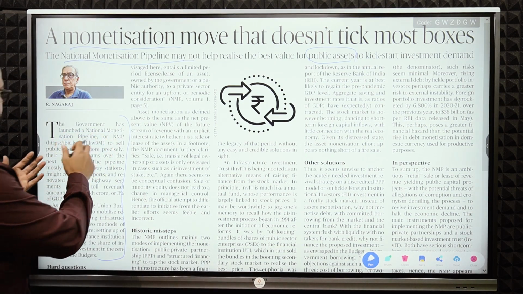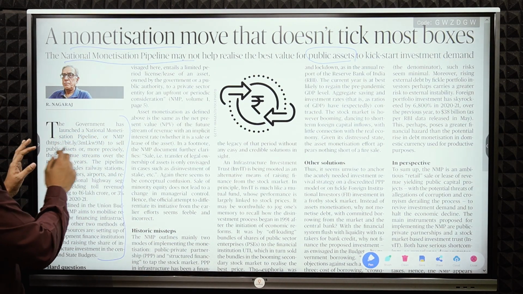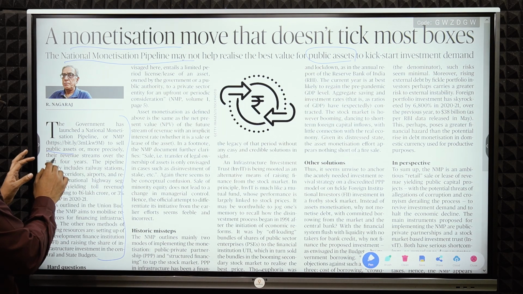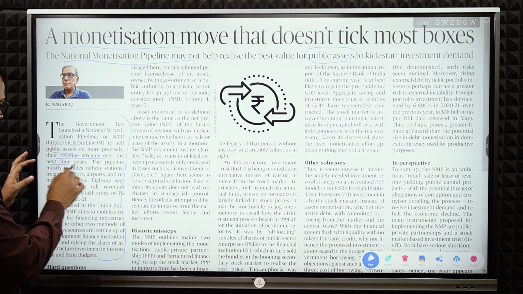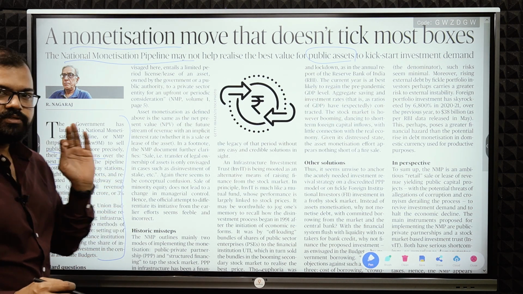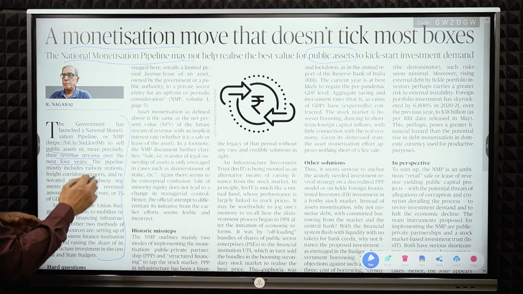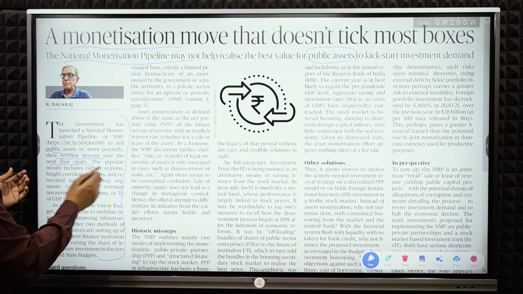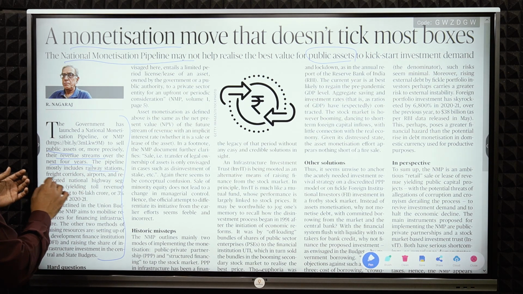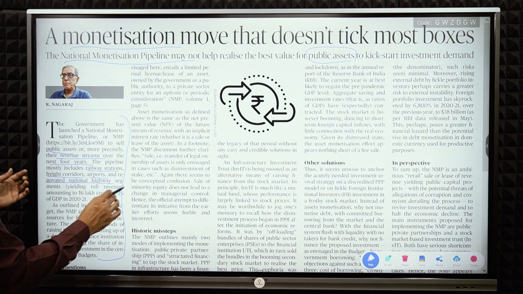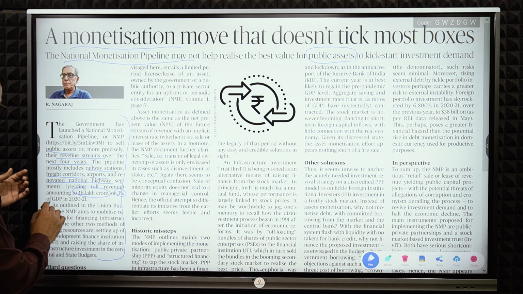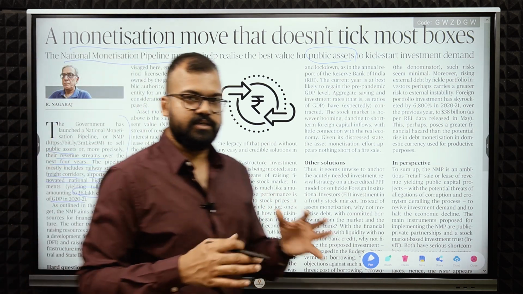The government has launched this policy to sell the public assets, or more precisely their revenue streams, over the next 4 years. So in the first few lines, it is clear what the main agenda is and why we are debating this. The pipeline mostly includes railway stations, freight corridors, airports, renovated national highway segments, etc., amounting to 6 lakh crore or 3% of the GDP.